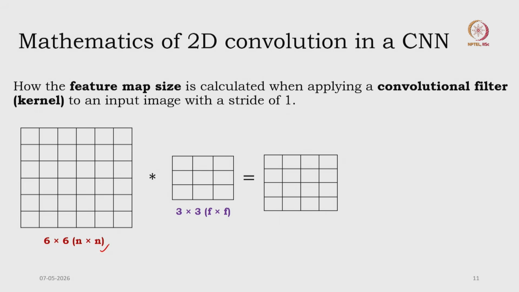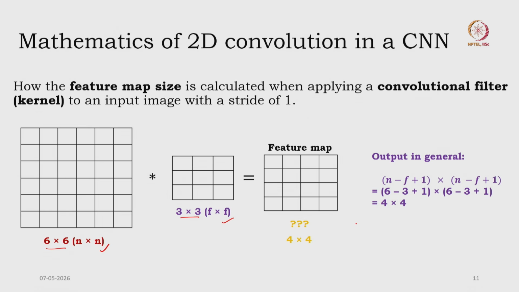This is the input, which is already known to us. Kernel is something that we are considering. So, we know the input size, we know the kernel, so then we should know what the feature map size will be. Here the feature map size is 4 cross 4. How did we get this feature map? What is the mathematical formula? Ideally the formula is (n minus f) divided by s plus 1, into (n minus f) divided by s plus 1.